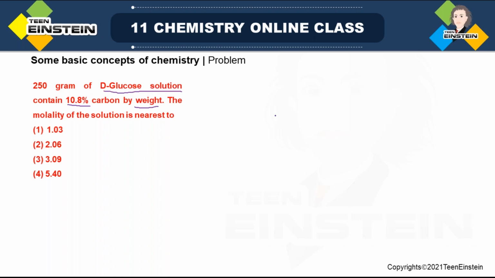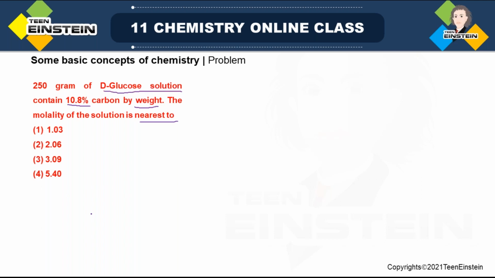So again, see, in the previous problem you have seen that Na3PO4 is the solute, but the mass is given in terms of sodium. So here also the mass is given in terms of carbon. In glucose, there are 3 elements present: carbon, hydrogen, oxygen, but only the mass of carbon in percentage form is given. From this information, we have to find the molarity of the solution nearest to which of these values. So you can find some similarity with the previous problem, right?